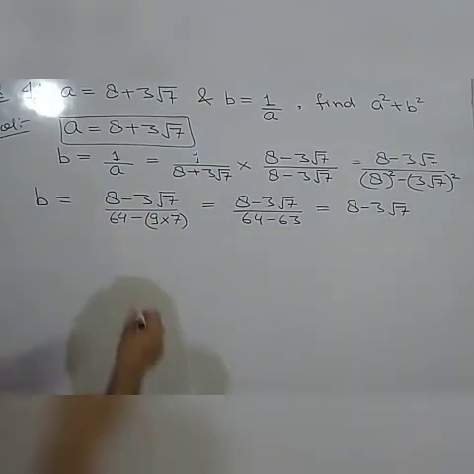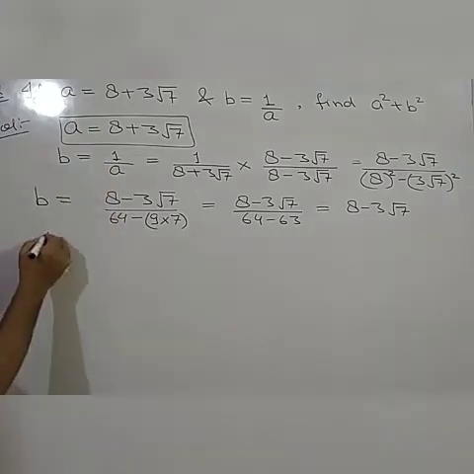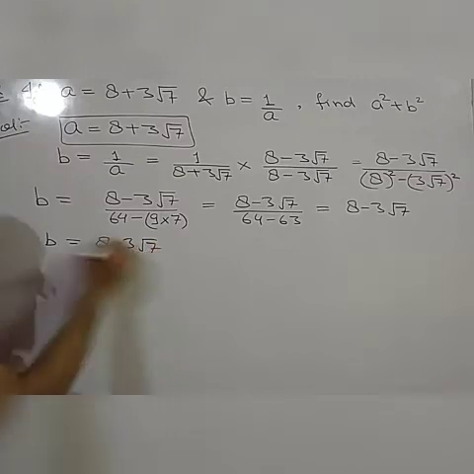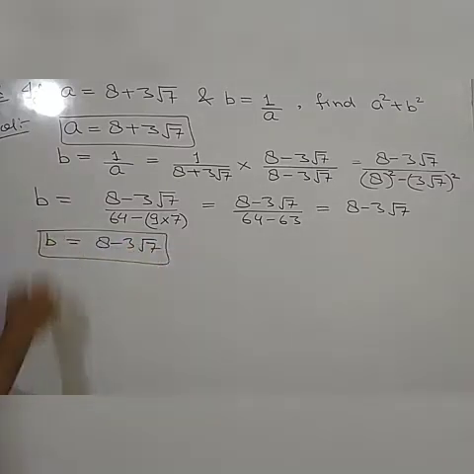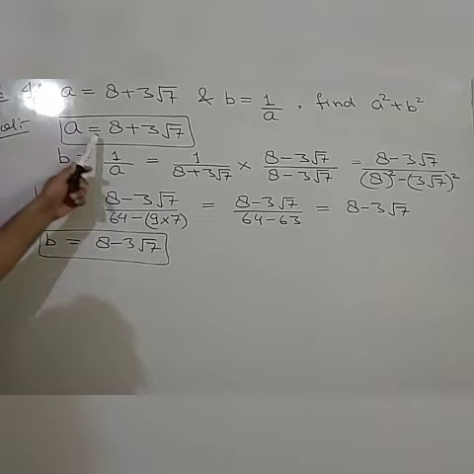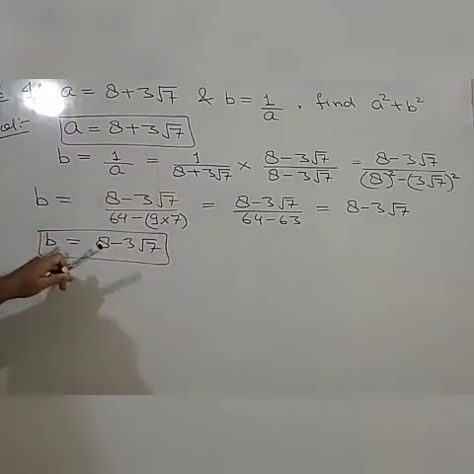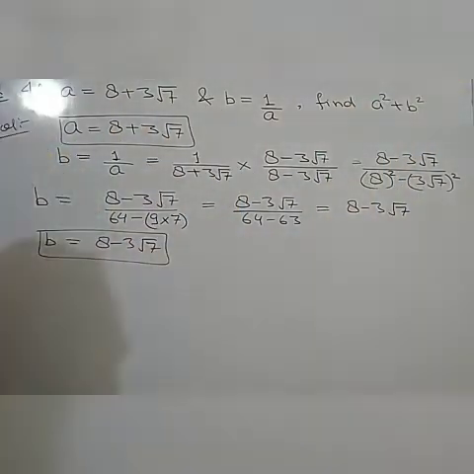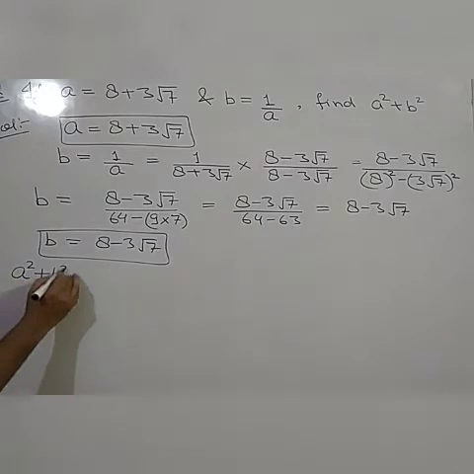Okay, so we got the value of a, and we got the value of b is equal to 8 minus 3 root 7. Now we have both the values. The value of a is 8 plus 3 root 7 and the value of b is 8 minus 3 root 7. And we have to find the value of a square plus b square. Now we can easily find this value.